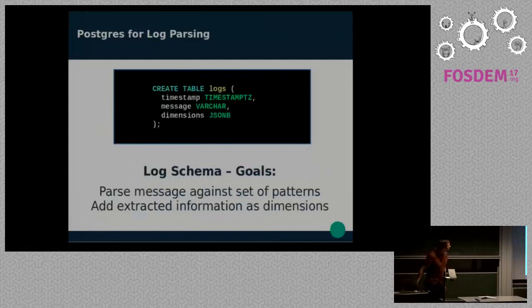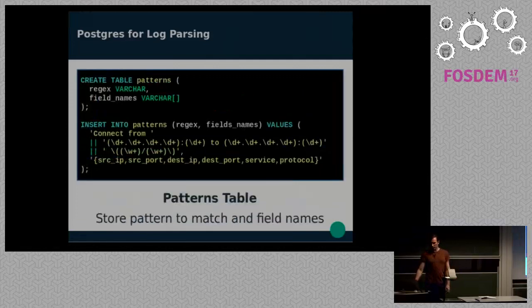So we've got our schema for our logs, which we looked at a minute ago. What we really want to do with this data is parse the message against the patterns, and then we want all those dimensions extracted and added on as extra fields. So this is kind of an idea. This might not be the nicest way to do it, but it's certainly a way you can do it. We can have a patterns table, so we can store our patterns in a table, and we can store the field names alongside them. So that part of the regex ends up being the source IP. You sort of match them one-to-one onto each other.